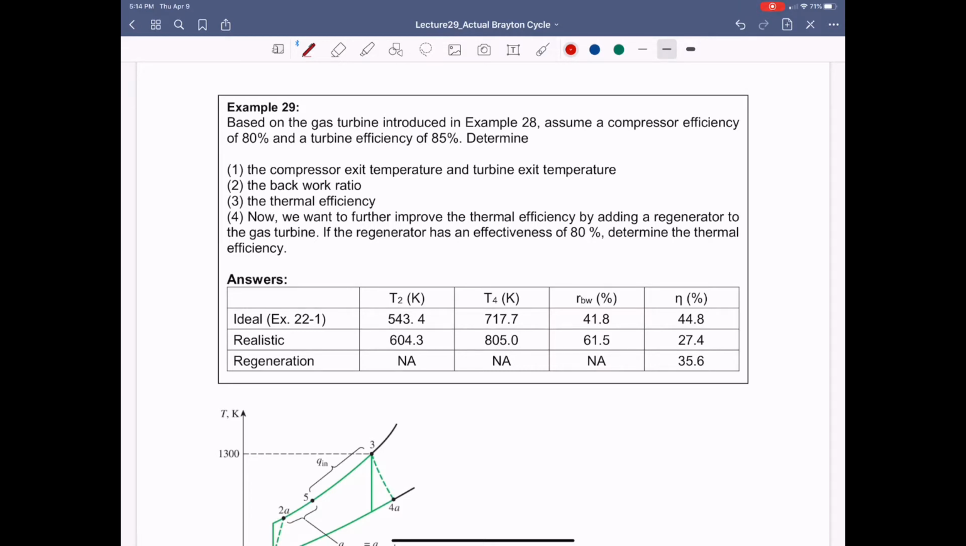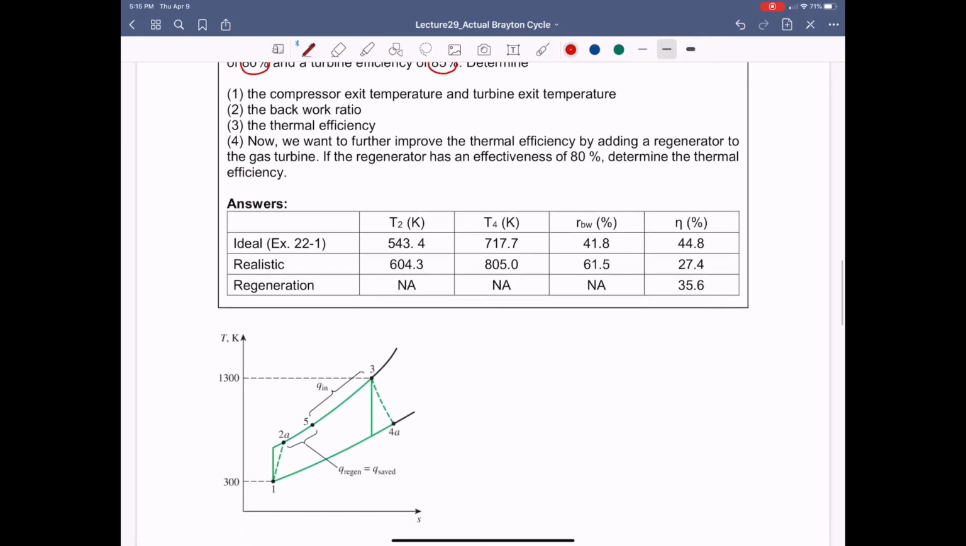So now we are going to use exactly the same gas turbine as we tried to solve in example 28 in the last lecture. But the first thing that we want to do is assume that your compressor and turbine are not ideal anymore. So what it means is that in this example, we are given that the compressor efficiency, or the isentropic efficiency of a compressor, is 80%, and the turbine efficiency is 85%. Because of these irreversibilities, the performance of the gas turbine should be worse than the ideal case.